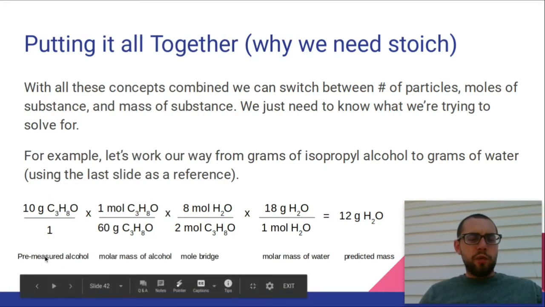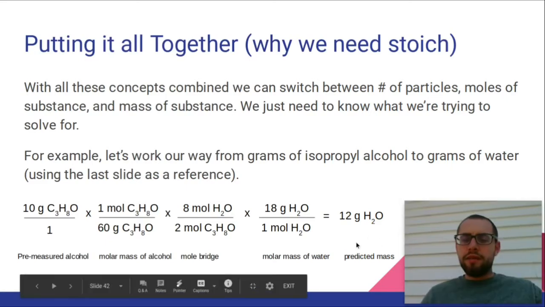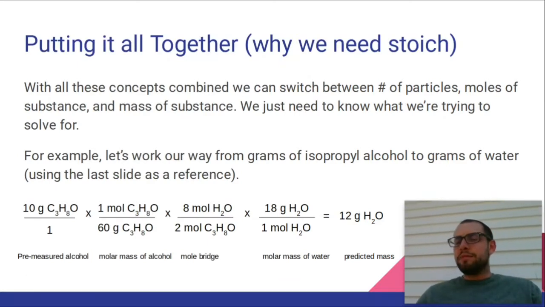So I started with a pre-measured amount of alcohol. I knew I had 10 grams. If I burn it all, if I do this combustion reaction, the predicted mass of water that I'm going to make is 12 grams of water. It seems like I'm adding mass. I started with 10 grams and I ended with 12 grams.